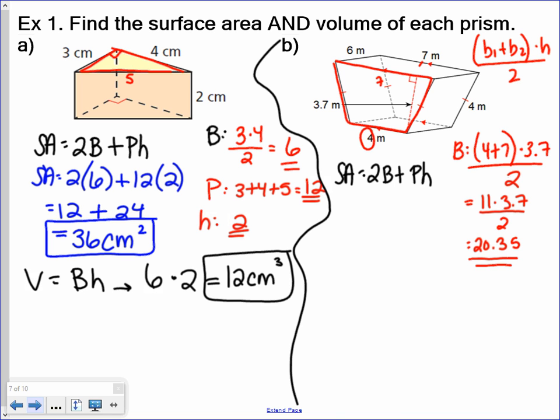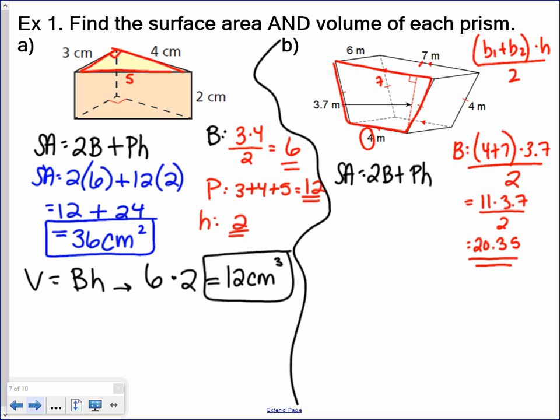Okay, that's your capital B. Capital B is the area of the base, whatever shape the base may be. It's not just like a single number that you pick off of the picture. Capital P is the perimeter of the trapezoid.